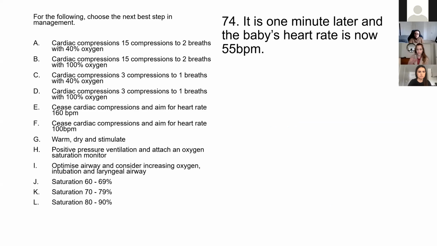Final question for this series is, at 1 minute later, the baby's heart rate is now 55. So again, thinking back to that flow chart, which you may or may not have cemented in your mind right now, but that's okay. You can go over it. So the heart rate has now dropped below 60, which was our next sign that things are going bad.